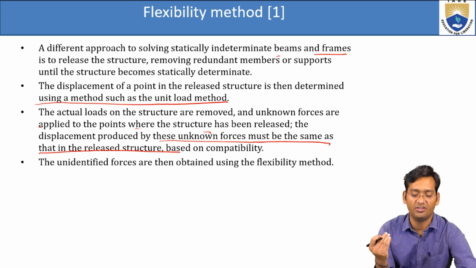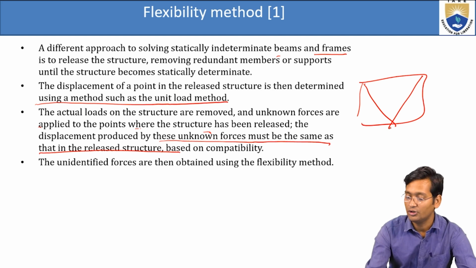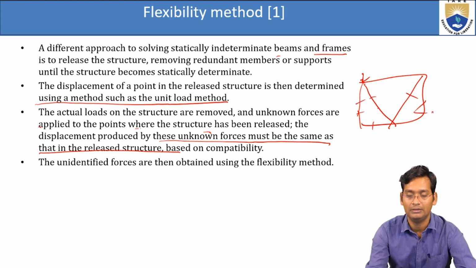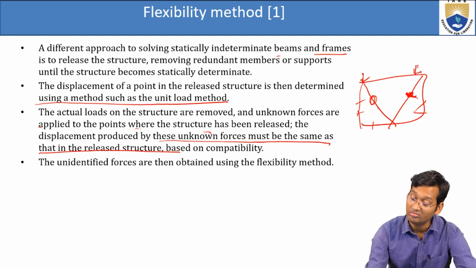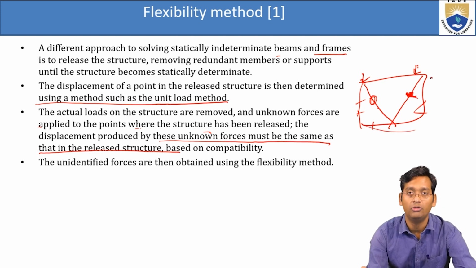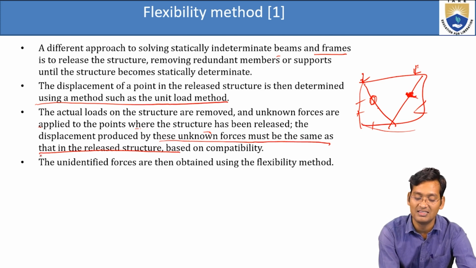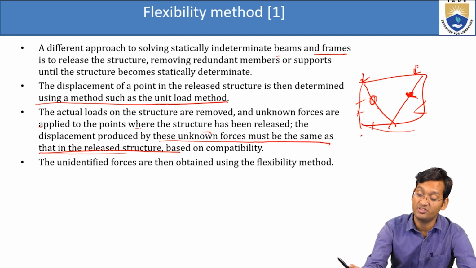Suppose this is the structure, and a load is acting here. Because of this load, there will be some displacement. Now we remove this redundant member, suppose this member is redundant, and apply the force; the displacement should be the same. So the displacement produced by these unknown forces must be the same as that in the released structure, based on compatibility. That displacement should be the same.